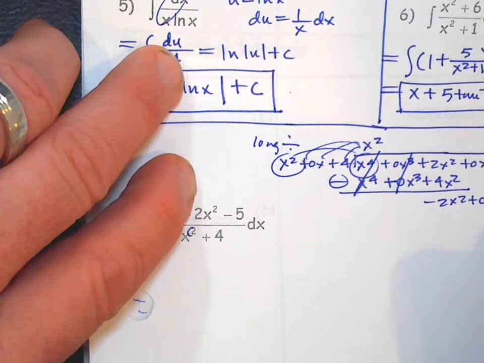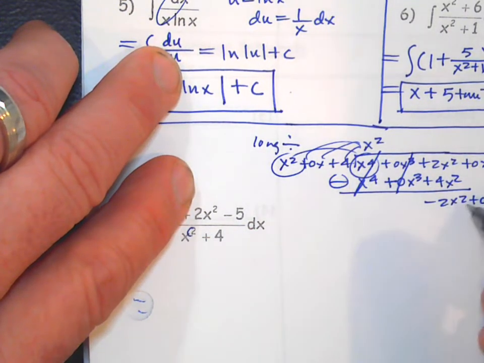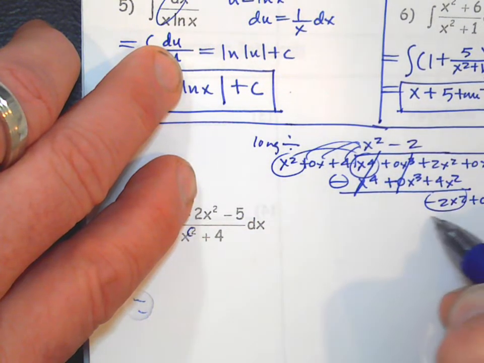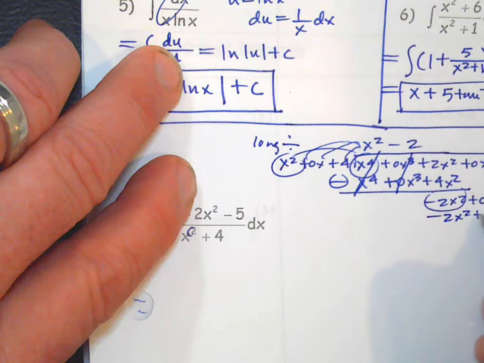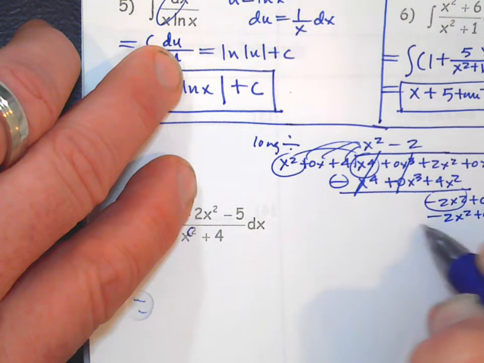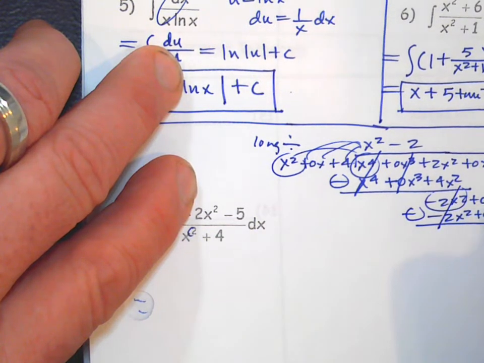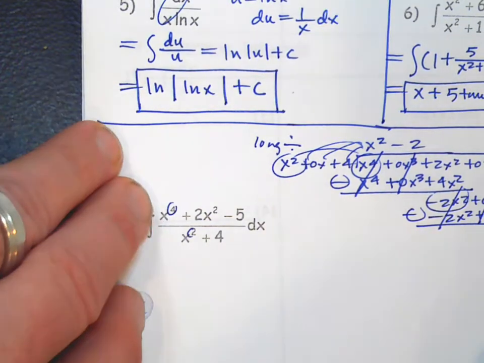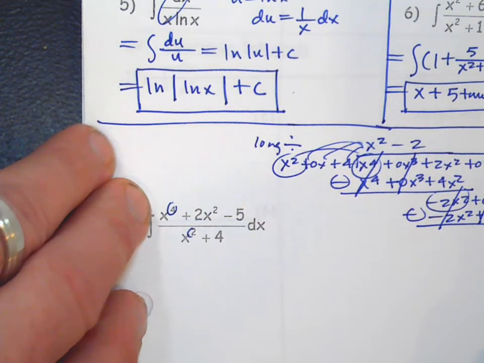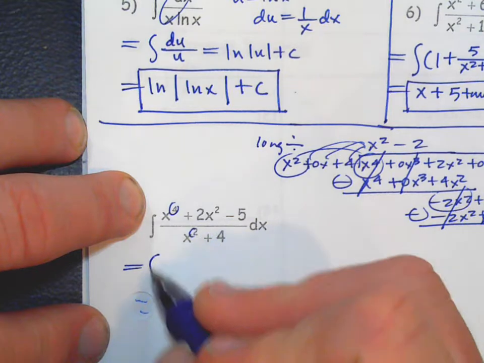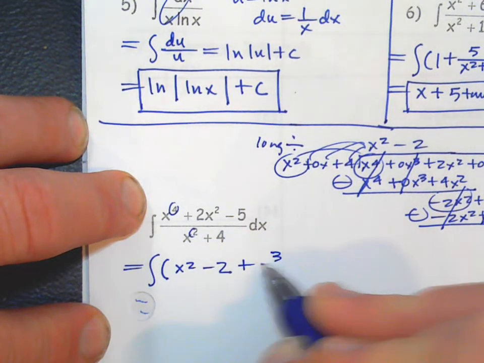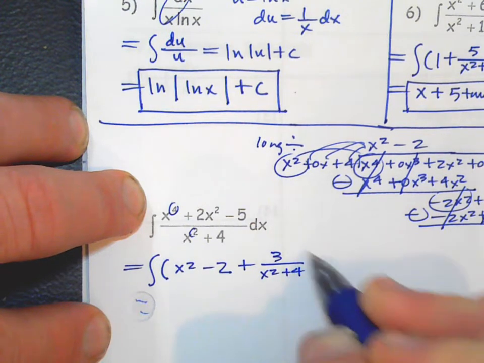I think we probably drop all these down and match these up. So it's going to be negative 2x squared divided by x squared, which is minus 2. Minus 2x squared plus 0x minus 8. Subtract. It's going to be 3 is the remainder. Okay, so now we're going to rewrite this as x squared minus 2 plus 3 over the denominator.